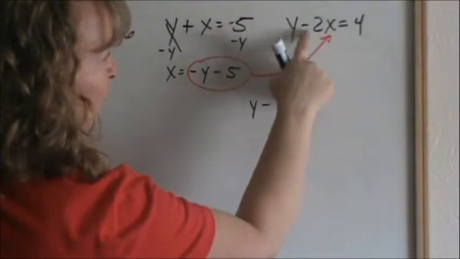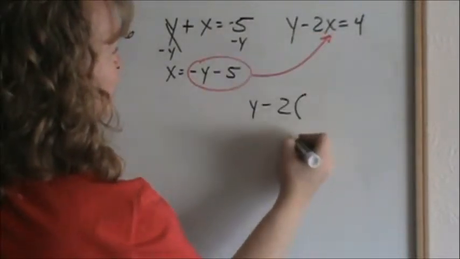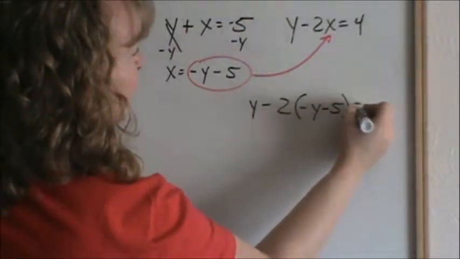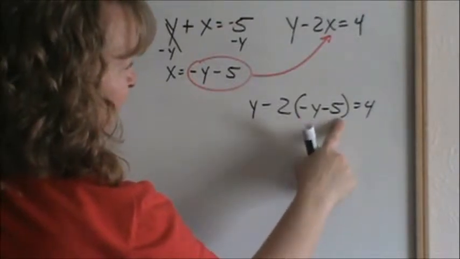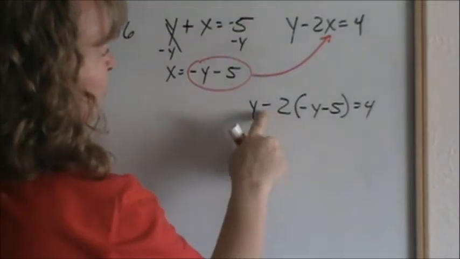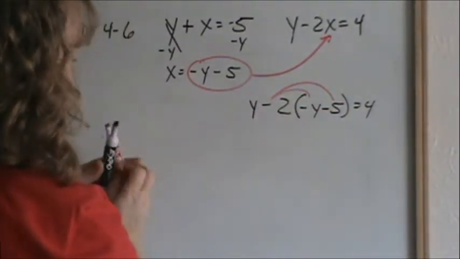I've written this so far: y minus 2 times x, I need to use parentheses, -y minus 5 equals 4. This was all of my where x went, okay? The main thing to be careful here is you distribute this -2 to everything.